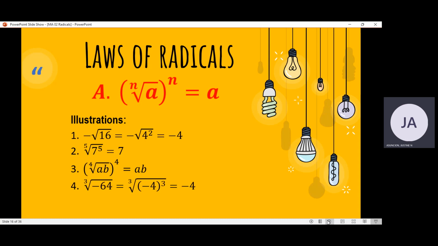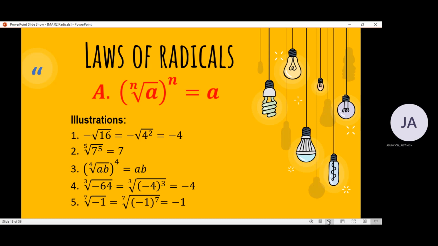So that's AB. The cube root, okay, of negative 64. So applying again, simplifying negative 64 can be expressed as negative 4 cube, quantity negative 4 cube. So again, same index, same exponent. So that's negative 4. And then last example, the seventh root of negative 1. Okay, so we can raise negative 1 by 7 and the answer still is negative 1. So the seventh root of negative 1 raised to 7, that's negative 1.